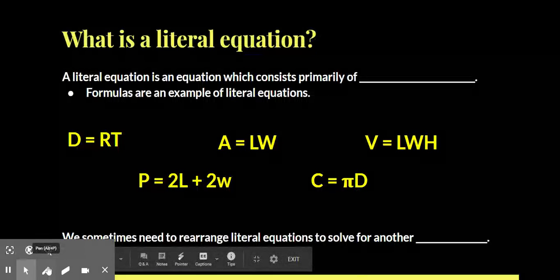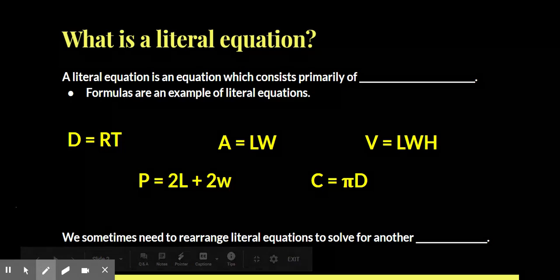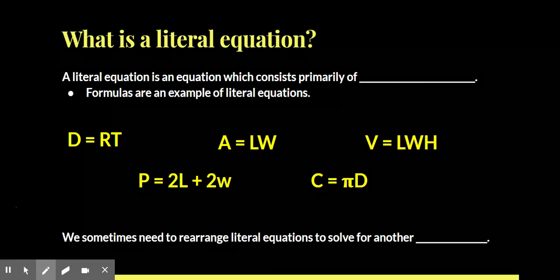So what exactly is a literal equation? A literal equation is an equation that consists primarily of variables. Formulas are a great example of literal equations. So on your screen, you see 5 literal equations. They should look familiar because you have used all of them before in math class.